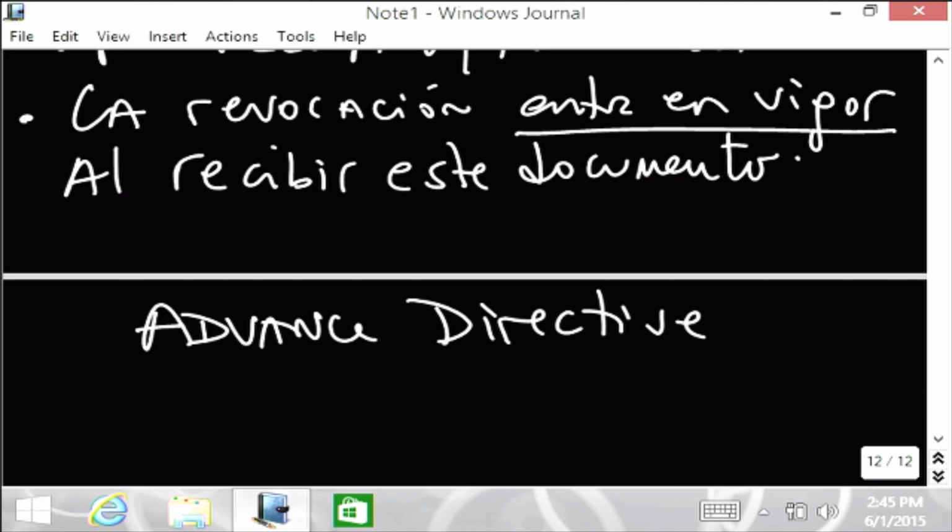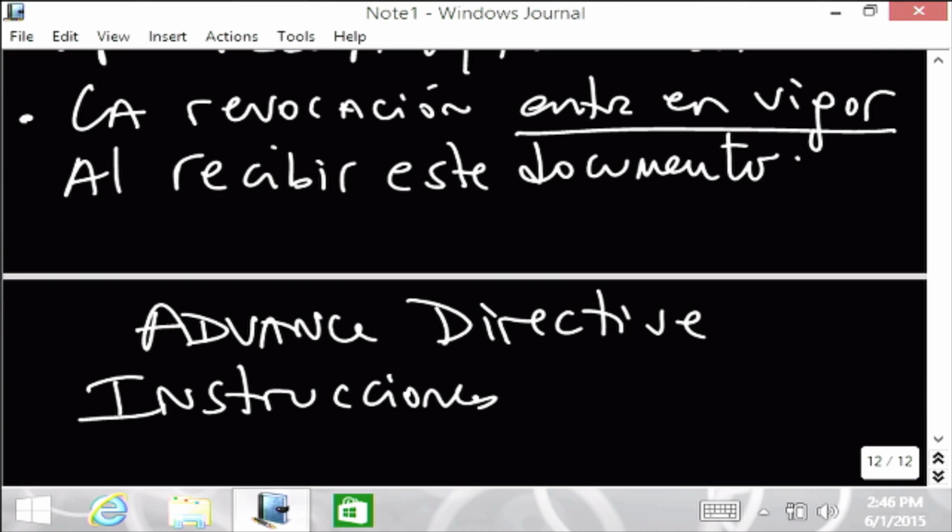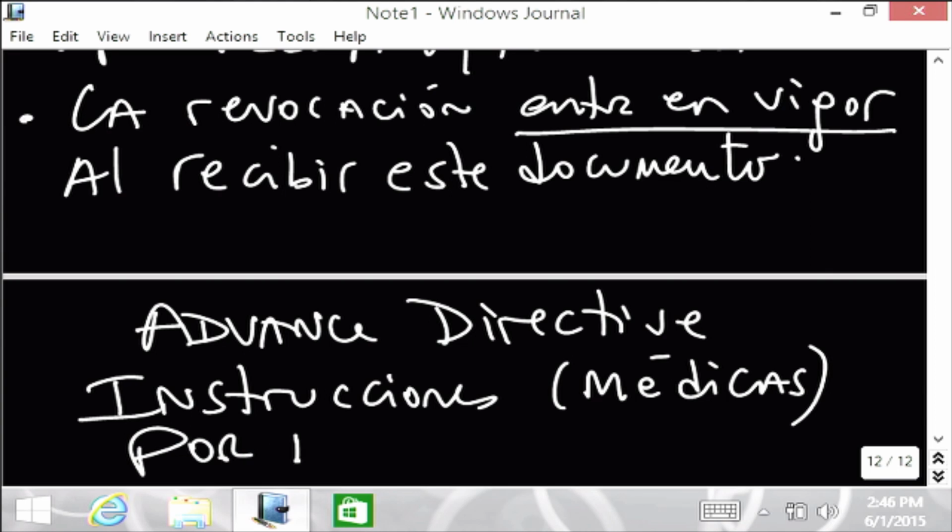In fact, it's a good idea. You may get involved in some type of accident. They don't know whether you want to be connected to a tube or you want to die or whatever the case is. So you have to be very specific about what an advance directive is. In Spanish, we say instrucciones. Y son médicas, generalmente. So we're going to put it within brackets. Por adelantado.